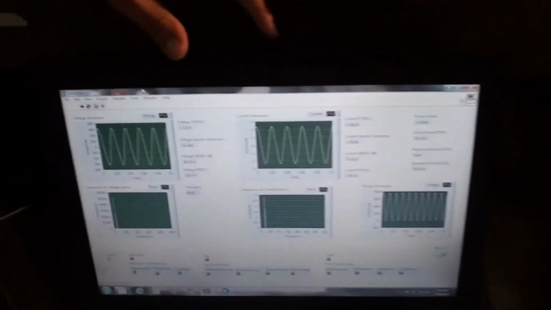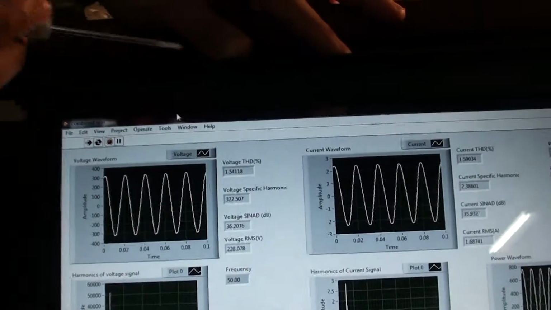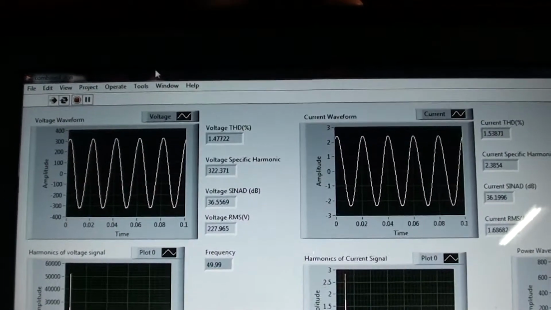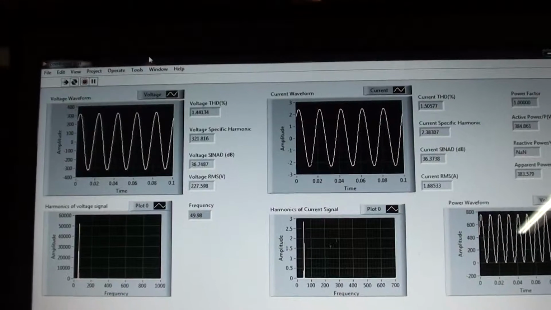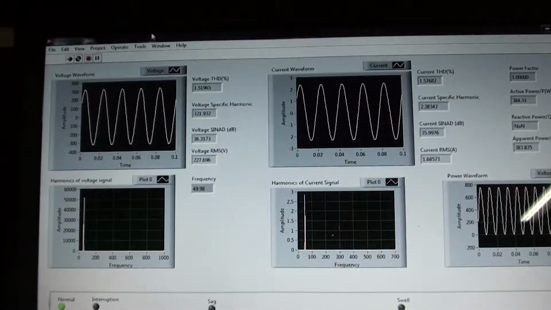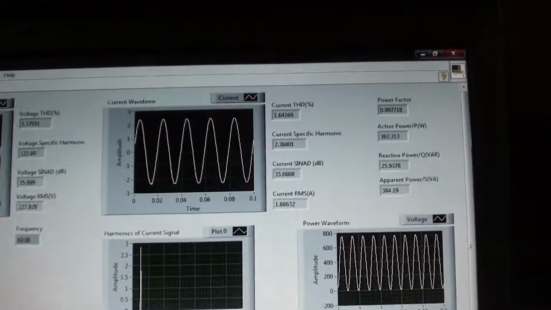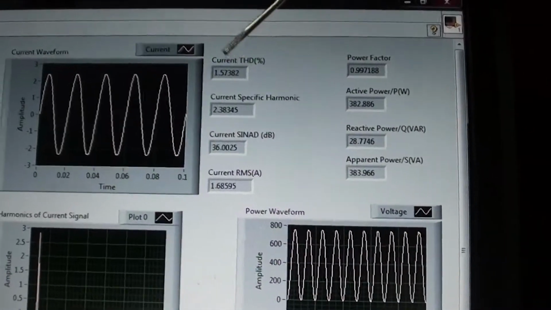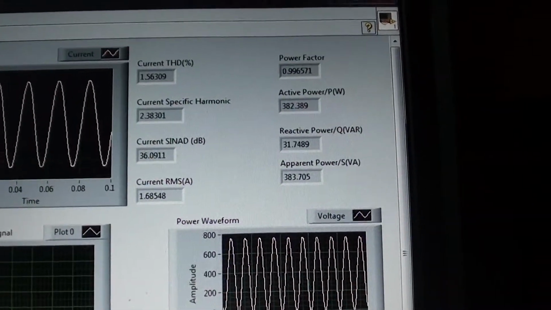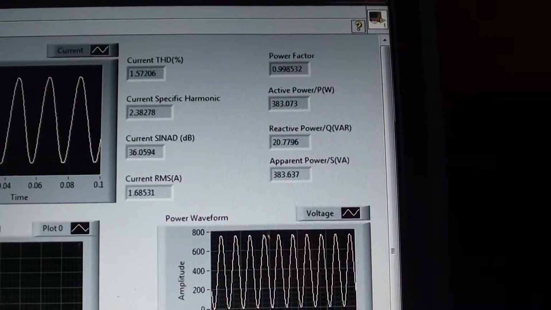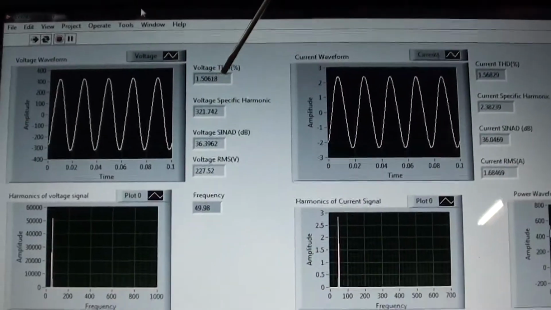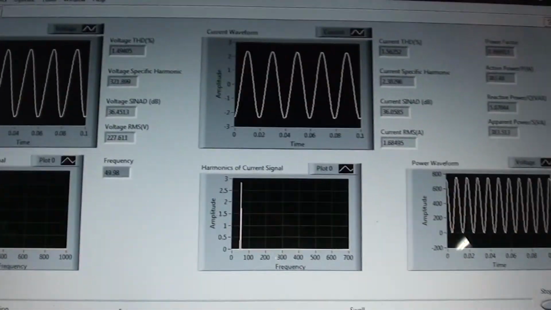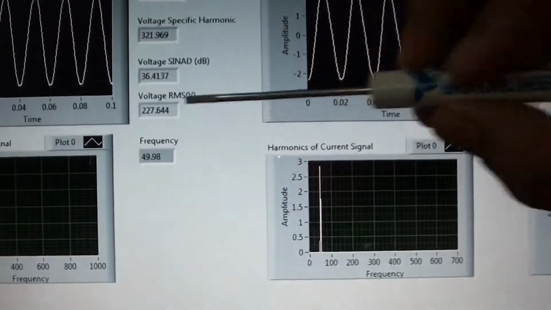So now let's move on to the bulb load. As we can see, both voltage and current are perfectly sinusoidal. The main reason for the current being perfectly sinusoidal in this case is the presence of a linear load, that is the bulb load, which is a perfectly resistive load. The current THD has decreased to 1.5%, which is obviously due to the linear load, and the voltage THD is as usual 1.5%. The voltage RMS is 227 volt.